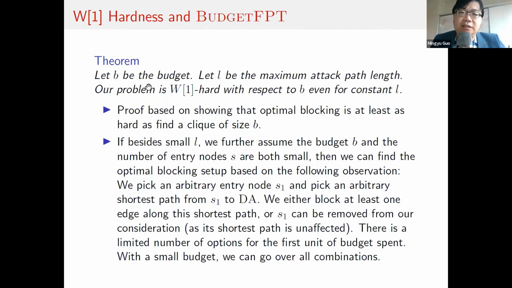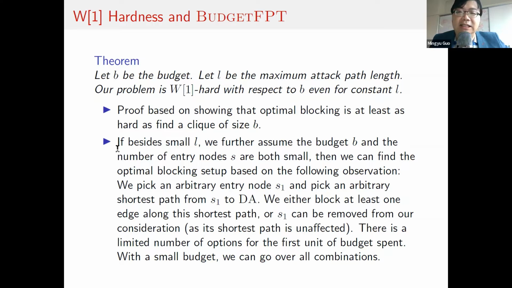And then we first show that, let B be the budget, let L be the maximum attack path length. And we show that our problem is W[1]-hard with respect to the budget, even for a constant maximum attack path length. This is proved based on showing that the optimal blocking is as hard as finding a clique. Okay, I'll skip over the details.